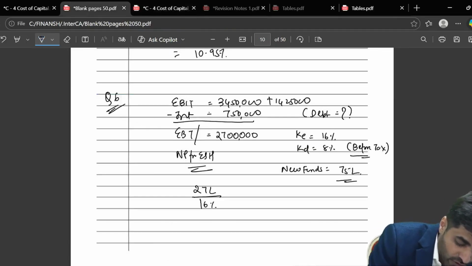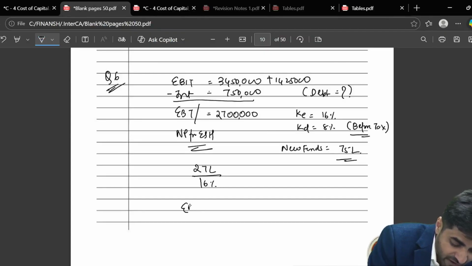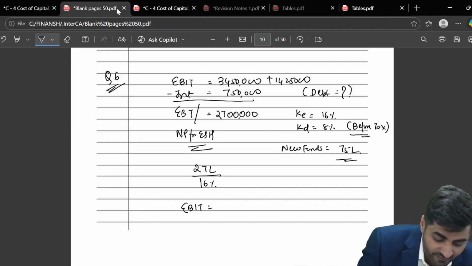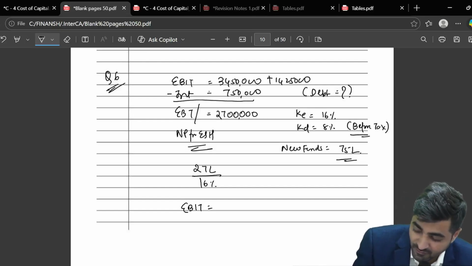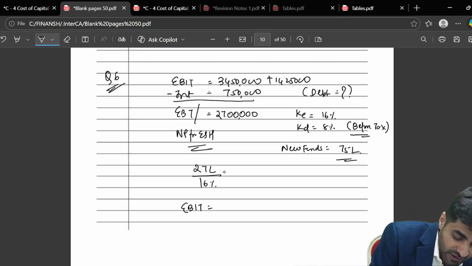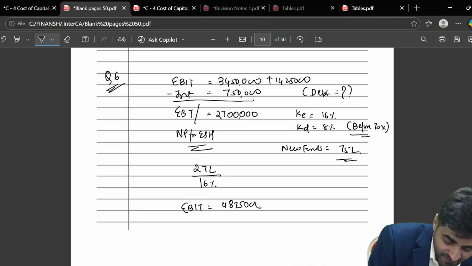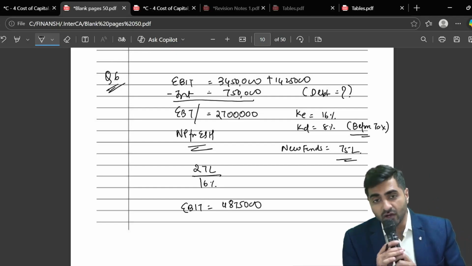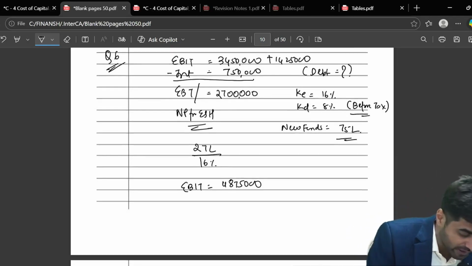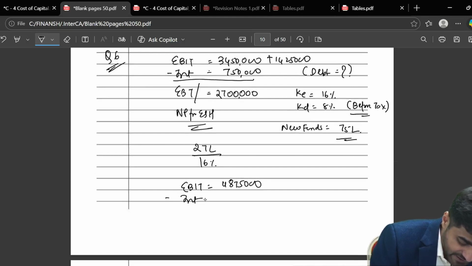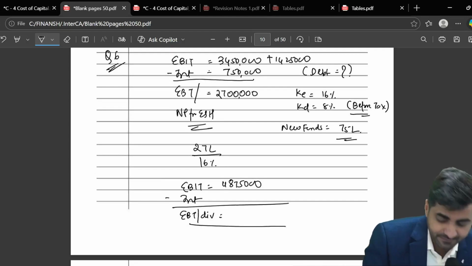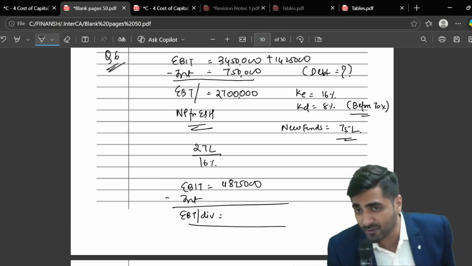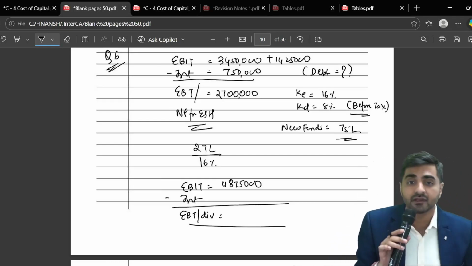Now, what is going to be your new KE? See, this is going to be 34,50,000 plus 14,25,000 after expansion. All this is before expansion. After expansion, can I say the EBIT will be 48,75,000? From that EBIT, what will I subtract? Interest. What will I get? EBT, also known as my dividends. What will be the amount of the interest, everyone?